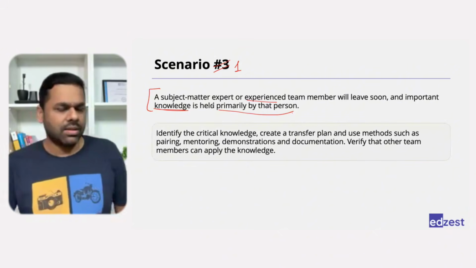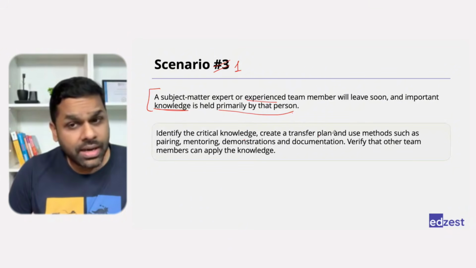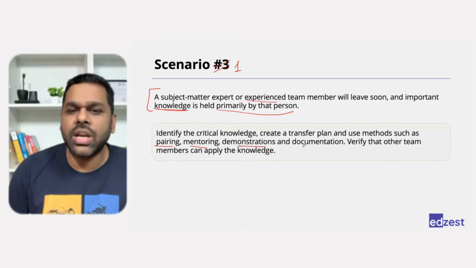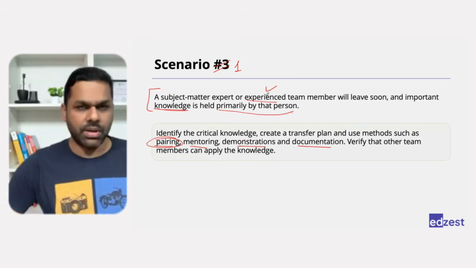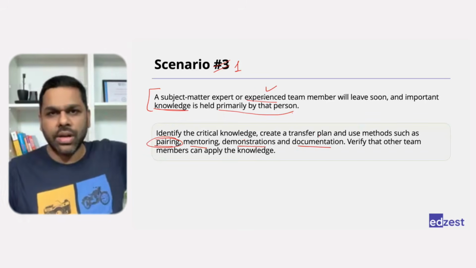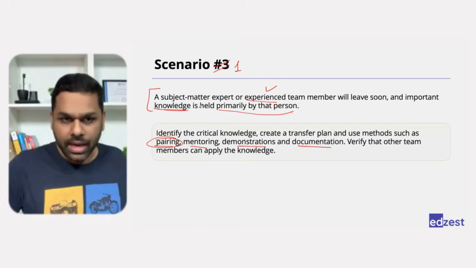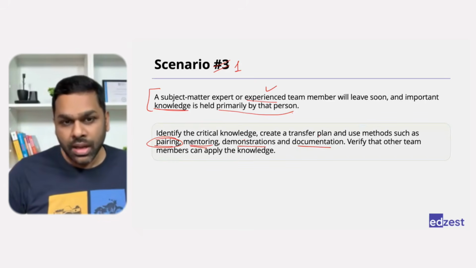In such cases, again, we will follow the process: identify the critical knowledge, create a transfer plan, and use methods such as pairing, mentoring, demonstration, and documentation. Pairing basically means assign somebody to work with that senior member, at least till their notice period, so that this person will learn whatever they were doing. Both tacit and explicit knowledge would be gained. Some kind of mentoring that this person can give before they leave.